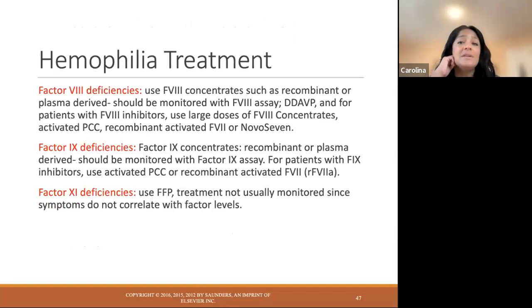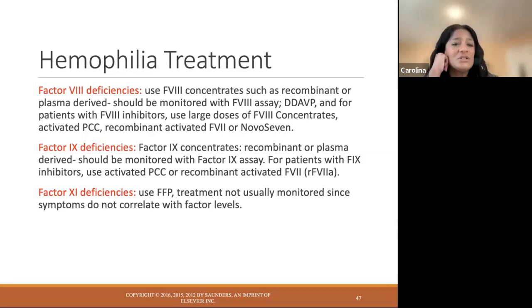So what are some of the treatments? Well, for factor 8 deficiencies, we can use factor 8 concentrates like recombinant or plasma-derived concentrates. They should be monitored with the factor 8 assays. You can use desmopressin, DDAVP. And for patients that actually have factor 8 inhibitors, you can use large doses of factor 8 concentrates, activated PCC, and recombinant activated factor 7, also known as Novo-7.